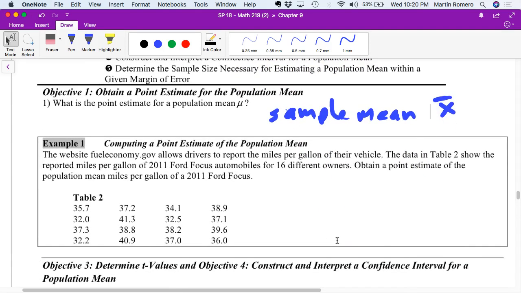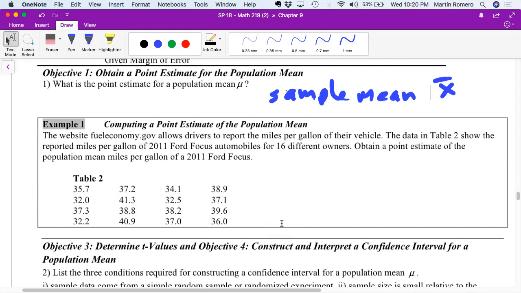So let's go revisit the idea of calculating a point estimate for the population mean. Here are some data for the miles per gallon of a Ford Focus. And so you have a sample from 16 different cars. And so if we wanted to obtain the point estimate for the miles per gallon of the population of Ford Focus cars, we would just take the mean of this sample here.